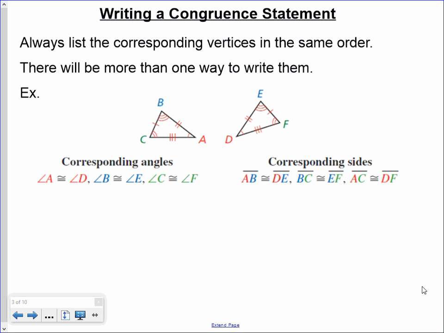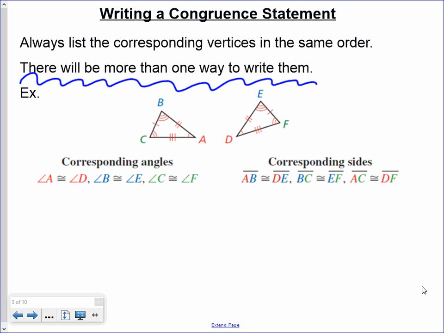Writing a congruent statement. So this is going to be important because you're going to have to do this in just a second. You're always going to list the corresponding vertices in the same order, meaning your letters need to match up with whatever they're congruent to. And this is important as well. There's always going to be more than one way to write them, because you have lots of corresponding parts here. So the order of it doesn't necessarily matter as much as are you matching up the letters correctly.